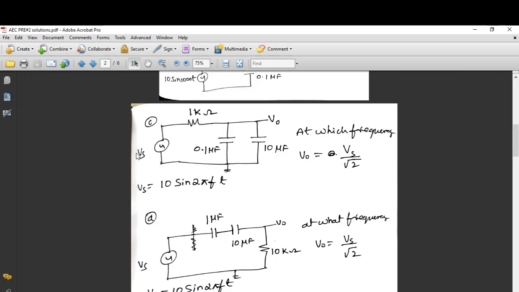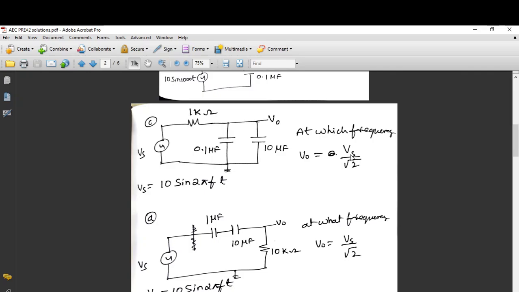Okay, welcome to another video on AEC PRE2. In this section, we will see the remaining two circuits where we are asked to find the frequency at which output is 1 over root 2 times the input.